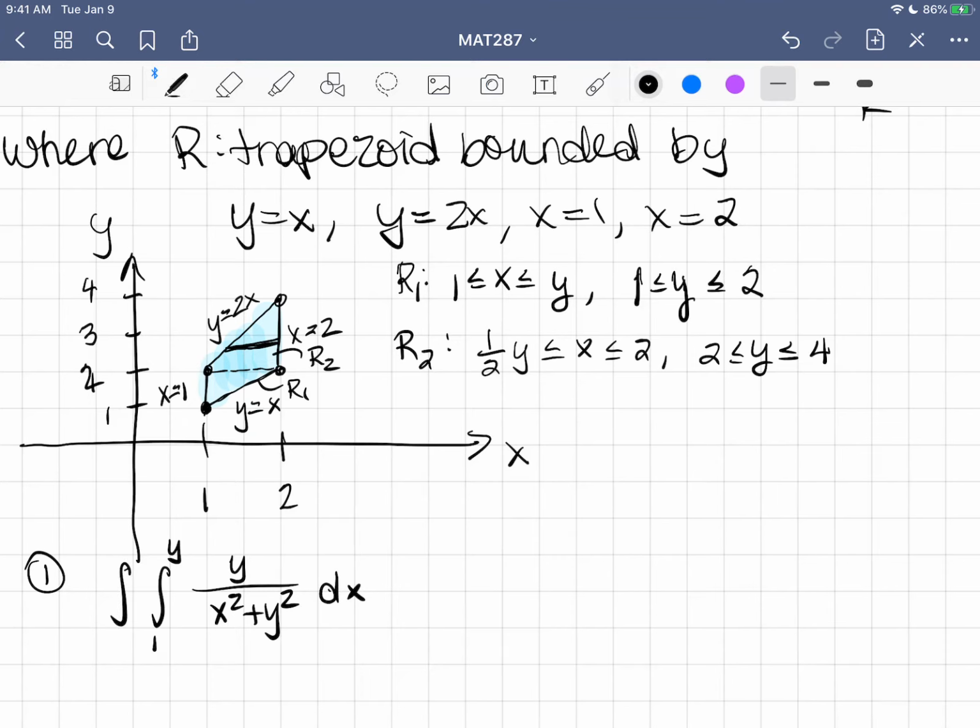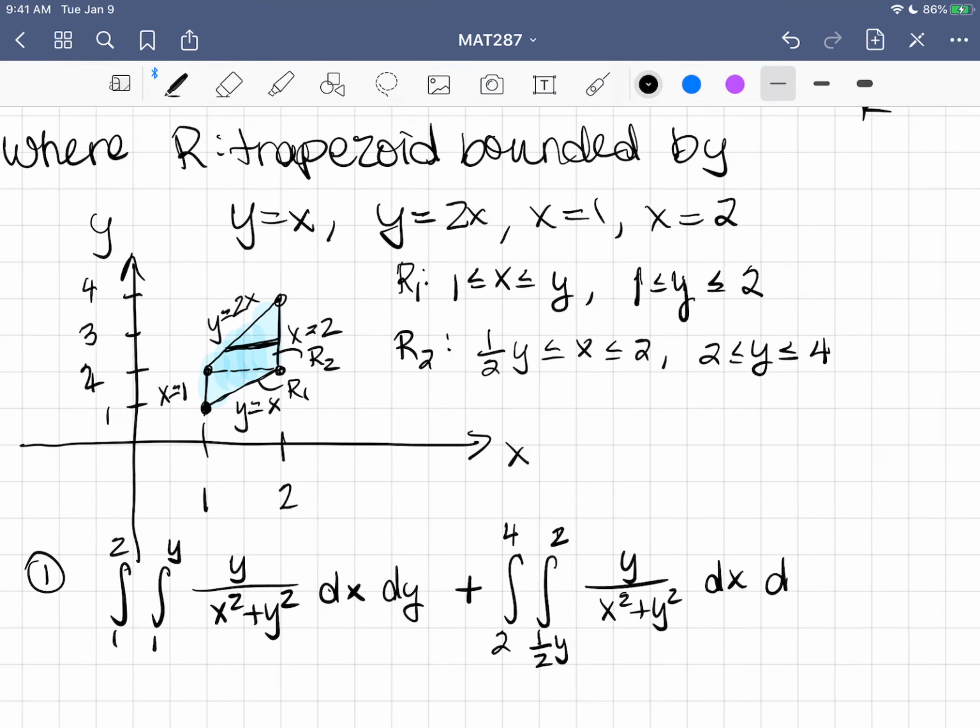And then y runs from 1 to 2 dy, plus over R2, I'm going to have x runs from 1/2 y to 2 of y over x squared plus y squared dx. And then on the outer bounds, I've got 2 to 4 dy.